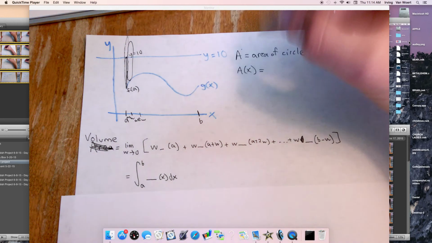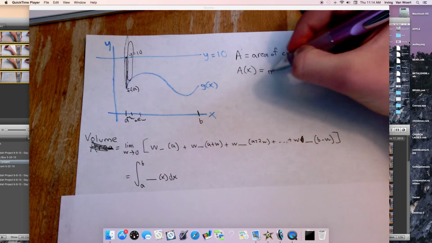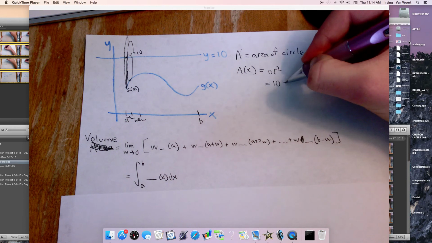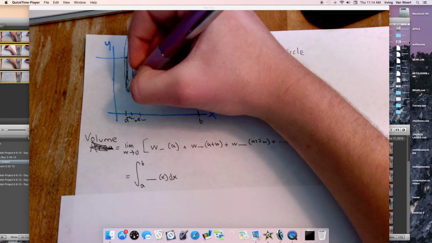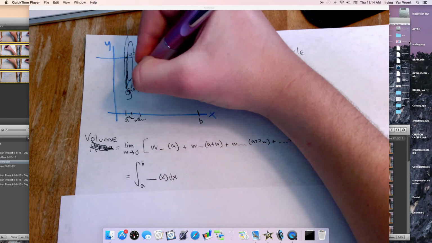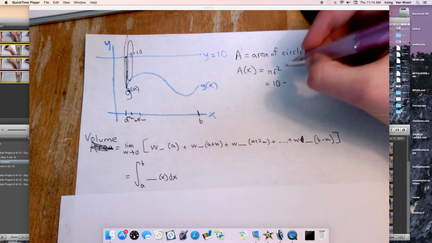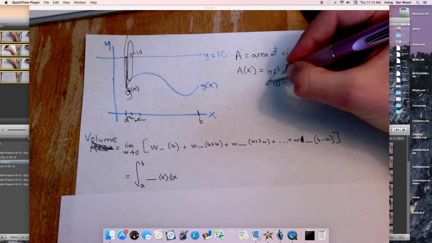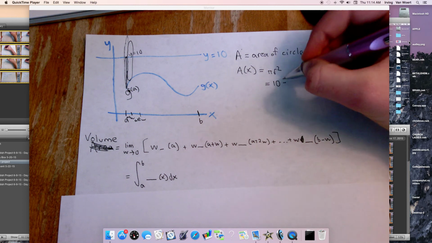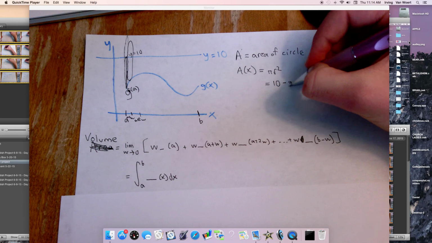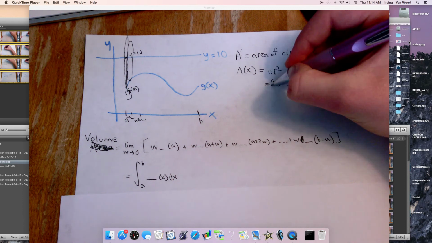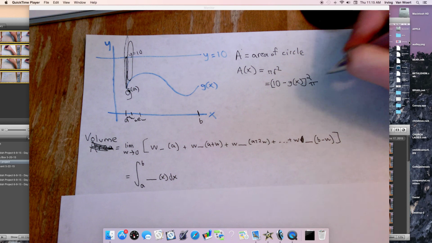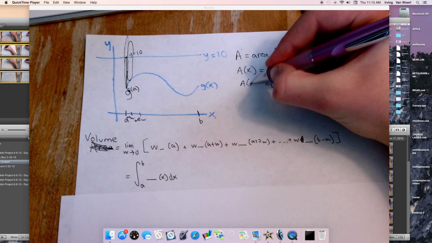And so the formula for a circle is pi r squared, but in this case the radius is always going to be 10 minus the value of our function, which is, I'm sorry, this should not have been f, this should be g. I'm sorry. So this is the radius, pi is on the outside here, so 10 minus g of the function value, that's squared times pi. That's the value of all the circles we could have between a and b.